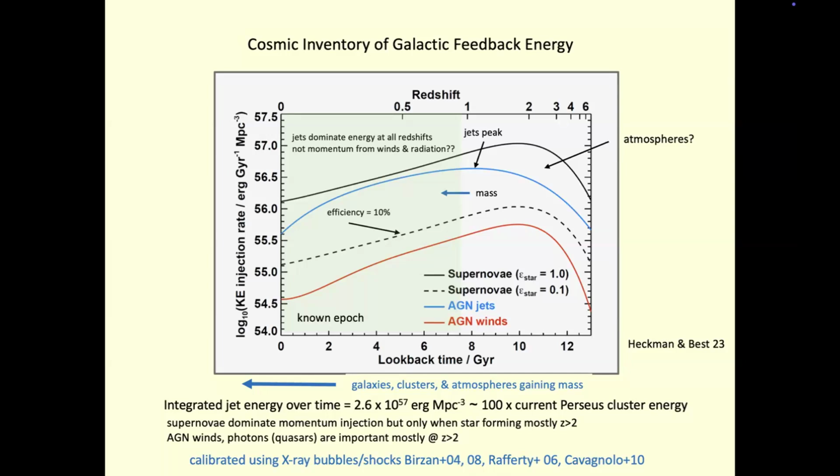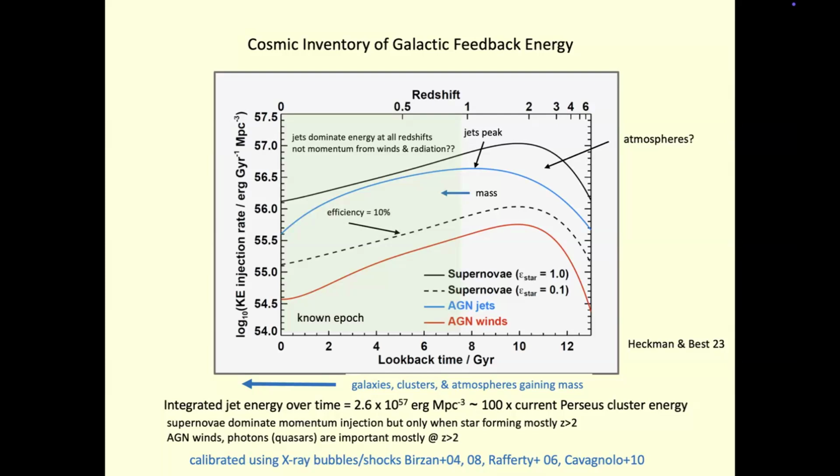In green is, I think, an optimistic estimate of where we've been able to measure enthalpies, gas enthalpies, in clusters of galaxies that they've used to calibrate this diagram, and it's actually closer to 0.5. And so the question is, does this relationship stretch out as far as Best and Heckman argue that it does? Jets do seem to peak at about a redshift of 1, but they still dominate.